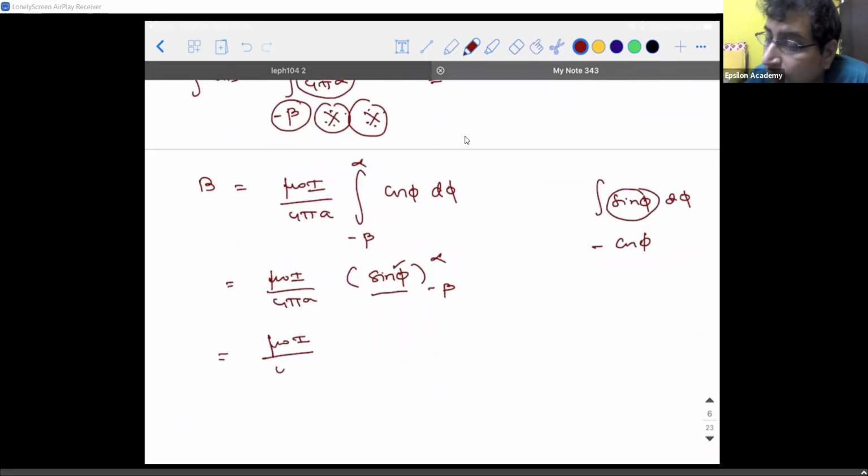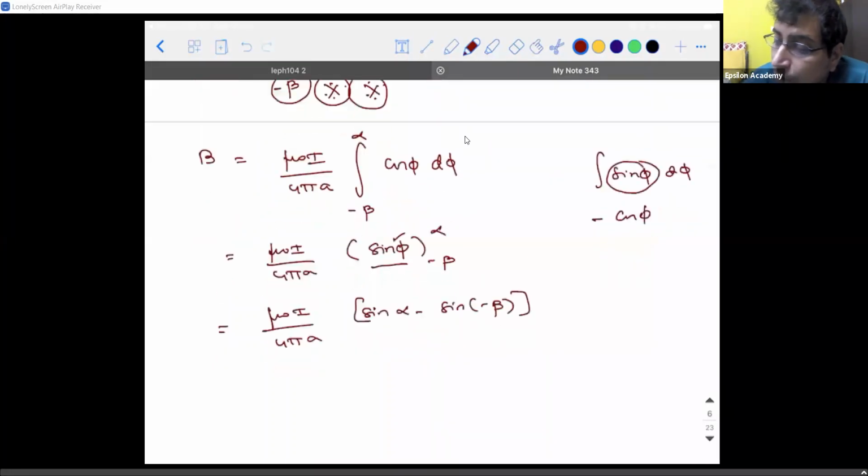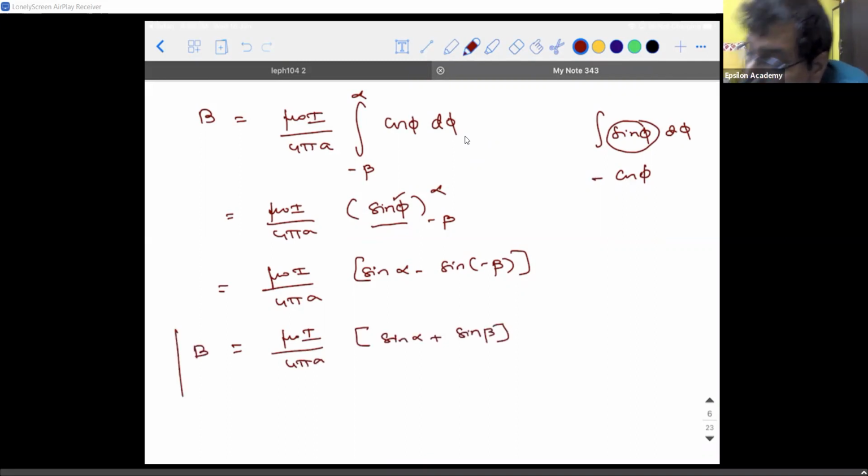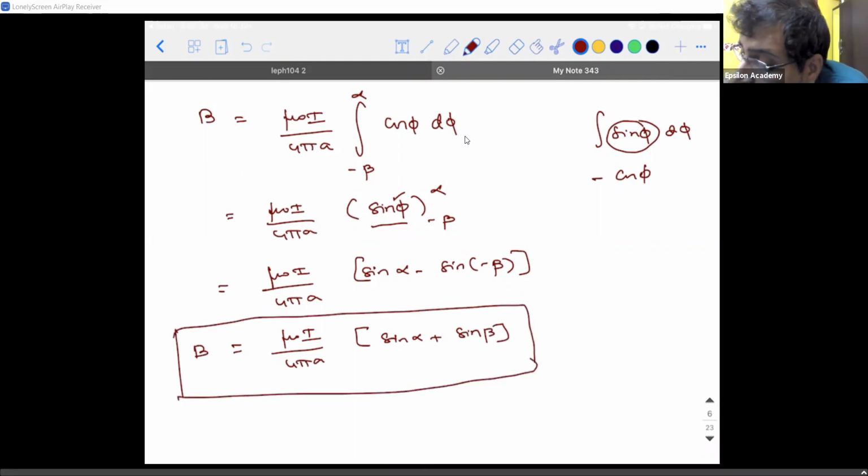So mu naught I divided by 4 pi a into sine of phi, where I'm going to substitute the upper limit minus sine of the lower limit. So this will be mu naught I divided by 4 pi a into sine alpha plus sine beta. So this is the value of the magnetic field due to whom? Due to a finite length linear conductor.